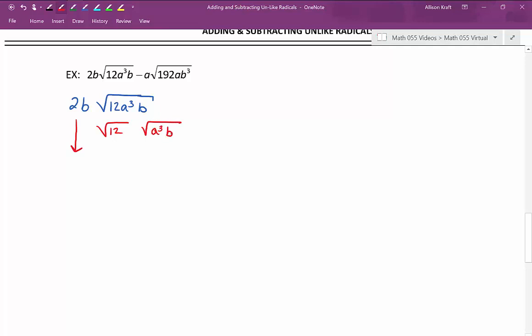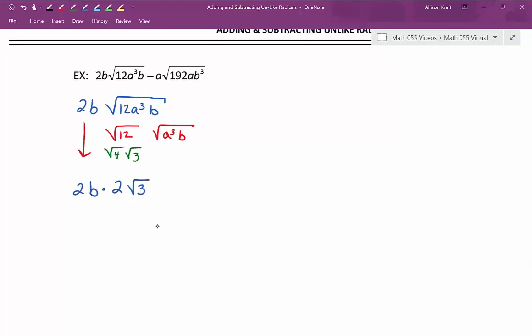So with the square root of 12, I'm looking for the largest perfect square that is a factor. That's going to be 4. So this is the square root of 4 times the square root of 3. Get my original 2b out in front times square root of 4 is 2, and then we've got the square root of 3. And now I need to simplify the variable portion.